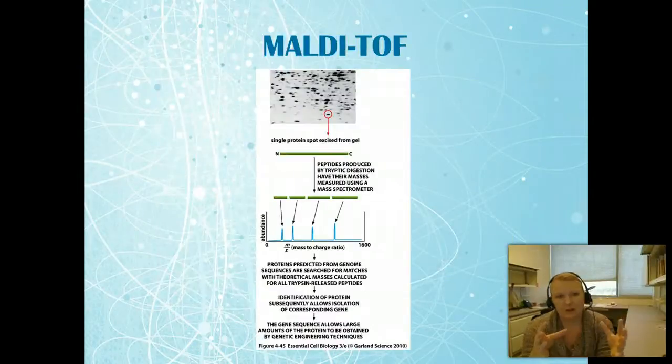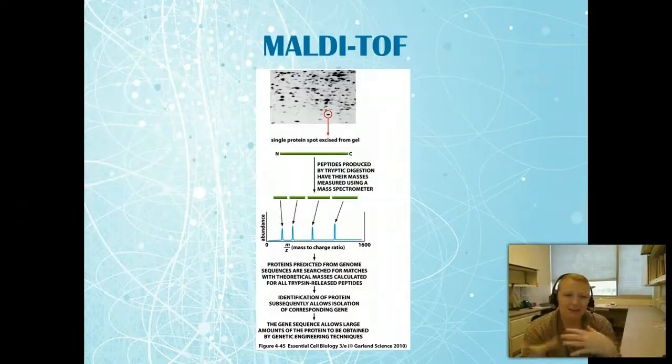Another thing that we use is called MALDI-TOF, which is matrix-assisted laser ionized time of flight. Basically, we have these proteins and we shoot them with a laser, and we look and see how long and how far they fly. It uses a mass to charge ratio to help us determine this. And what this allows us to do is figure out exactly what that protein is.